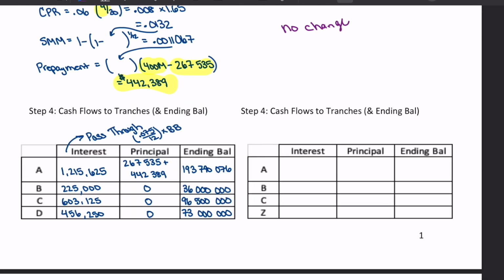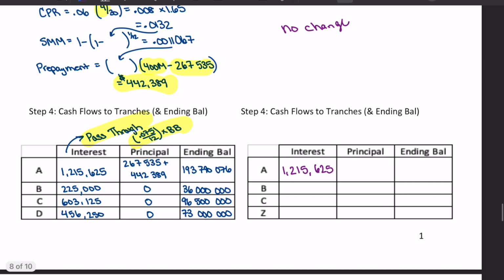So I have 3 columns here. I have interest, and that's going to be based on the pass-through interest, right? So the interest that investors are receiving. Then principal, so the amount paid towards principal, and lastly, the ending balance. Filling in the one over here on the right-hand side based on the sequential plus a Z. First, for Tranche A, we're going to have the exact same interest payment. So we would still have the $1,215,625. B and C are also going to stay exactly the same.